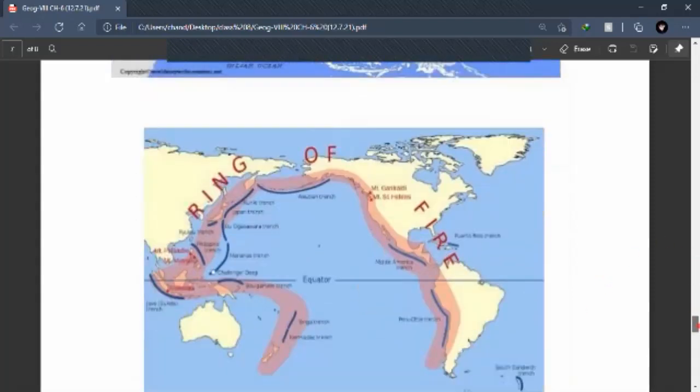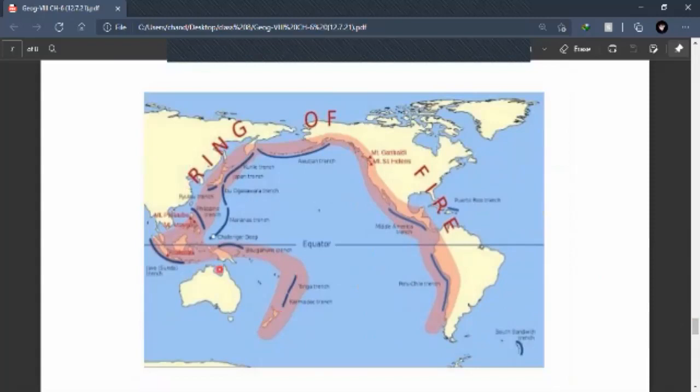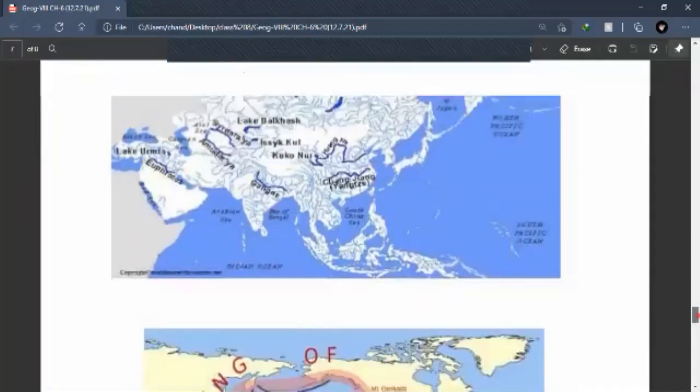So here is a picture of the Pacific Ring of Fire. As you can notice, all these islands are part of the Pacific Ring of Fire. That's why earthquake activity and volcanic activity are common here. These groups of islands extend in an arc, forming an archipelago, a group of islands. So this is all about the physical features of Asia.